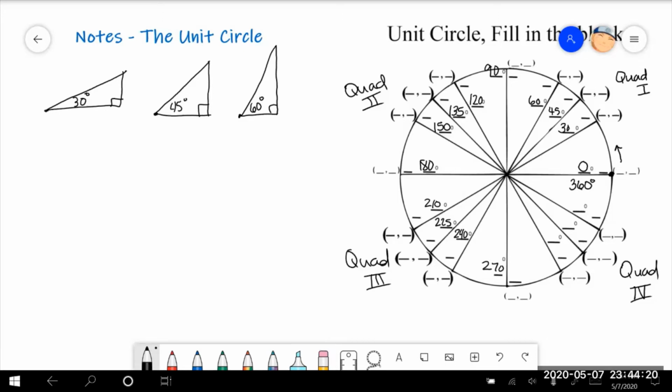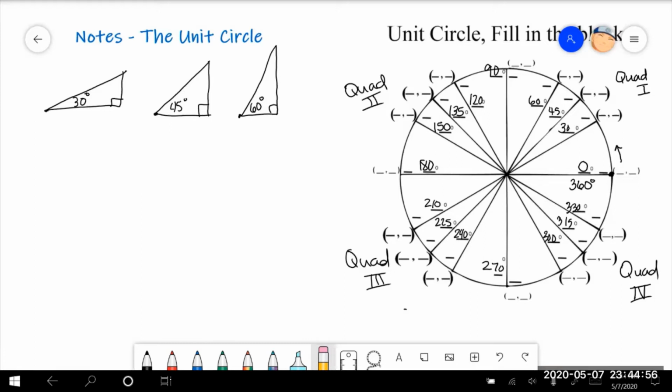And then I might want to start that subtraction thing again. So I've got 360, I'm going to take away 30 to get 330 left. Take away 45, so I get 315. And then take away 60, that I get 300.